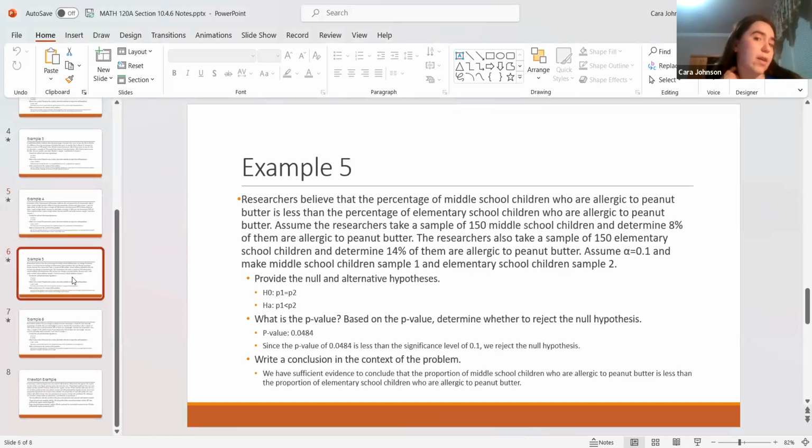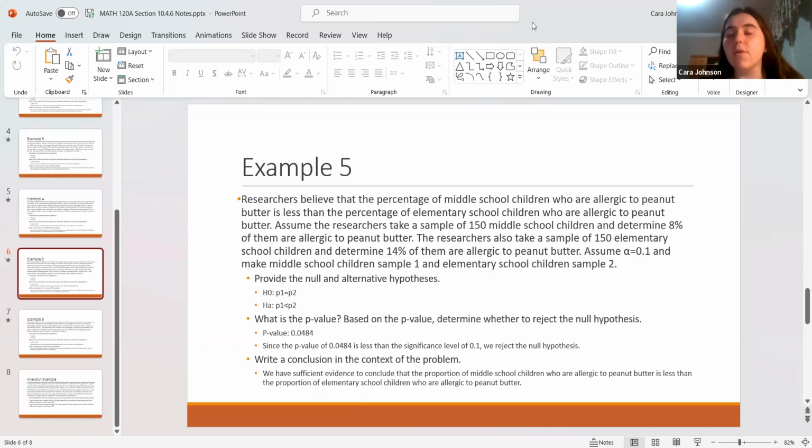So researchers believe that the percentage of middle school children who are allergic to peanut butter is less than the elementary school children. So I'm telling you, middle school is less than elementary school. So we're going to use a less than sign in our alternative. And so I have 8% of 150. That's going to be my number of successes for the middle schoolers. And 14% of 150 is going to be for the elementary schoolers.